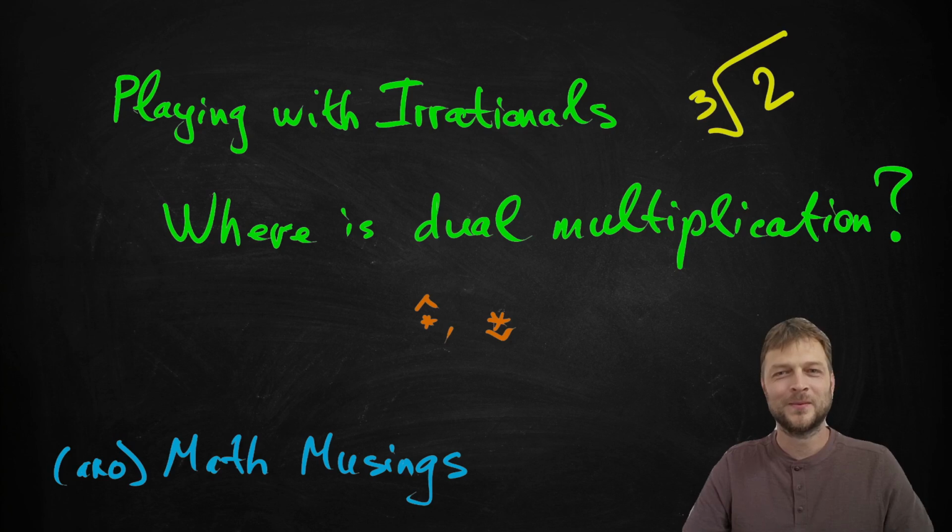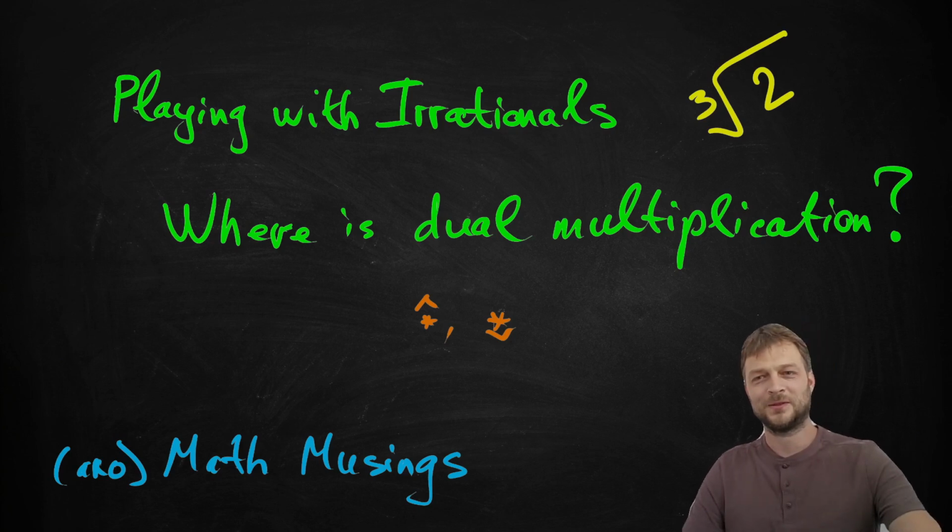We already went beyond fractions and now I want to talk about irrational numbers, in particular algebraic irrational numbers. Today's topic is playing with irrationals, or where is dual multiplication operation. So we considered dual addition, but where is dual multiplication? Why we didn't see it yet? This will be a topic, and I will show the connection between these two concepts. So it should be very interesting. Let me go to the next slide.